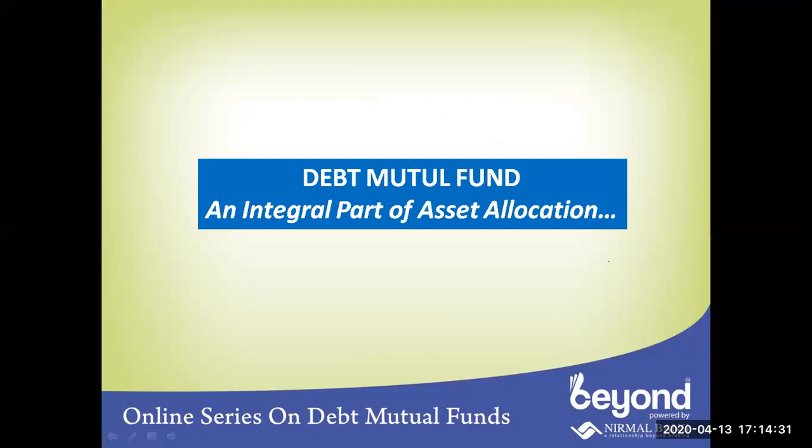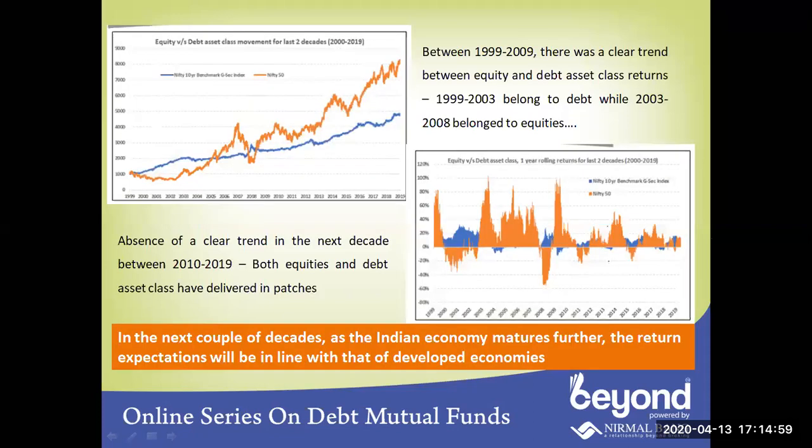Now, debt mutual funds are an integral part of asset allocation. Why? If you look at the last 3-4 years, a lot of people talk about debt mutual funds. Before that, people were not investing in debt mutual funds, or they were not that popular. So how can debt mutual funds be an integral part of our asset allocation?